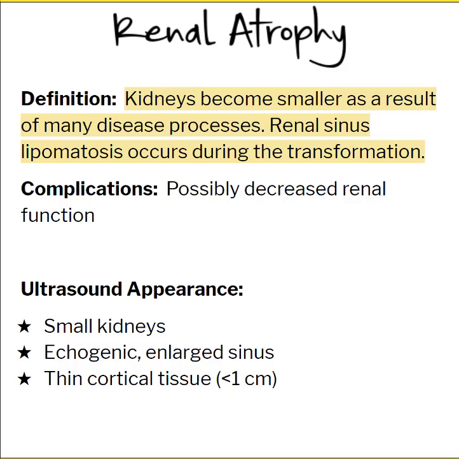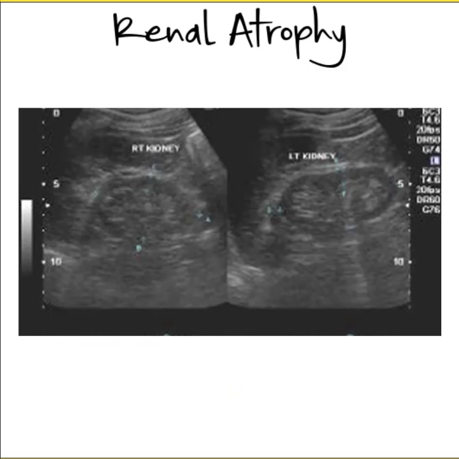On ultrasound then we will see small kidneys. We see a very echogenic and large sinus, and then we'll see thin cortical tissue, usually less than 1 centimeter. So here's an example of renal atrophy. We have the right kidney here, and we have the left kidney here. Both these kidneys are very small. You can see how much space the sinus takes up, how echogenic it is, being replaced by fat. And then you can also see how thin the cortex is as well.